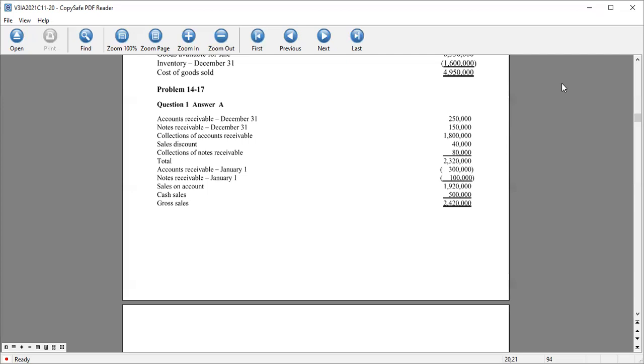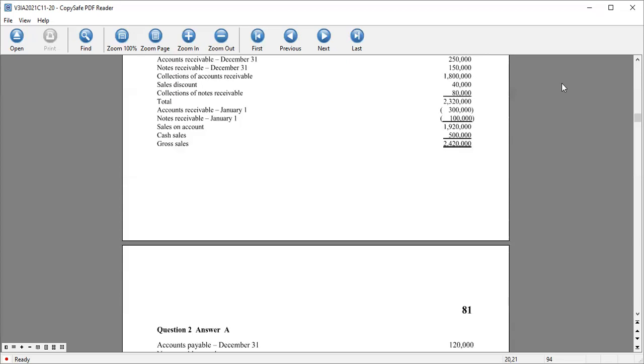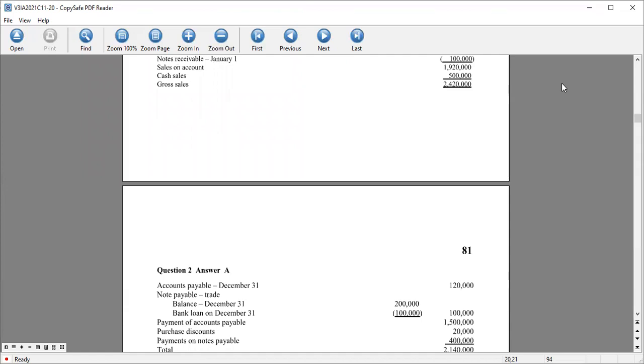Accounts receivable and notes receivable, trade notes. Then we have collections of accounts receivable, and we have sales discount and collections of notes receivable. We have the total, and we also have to report collections of notes receivable. So from the total, we deduct accounts receivable beginning and notes receivable beginning also. And we have the gross sales equal to 2,420,000. That's the amount of gross sales for the current year.